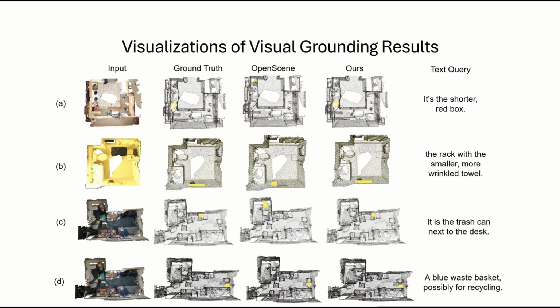Next, we present visualizations of our visual grounding results. Our model can localize objects given arbitrary text prompts. These prompts may describe the object's appearance, like a red short box, spatial location, such as a trash can next to the desk, or usage, like a blue waste basket potentially for recycling.